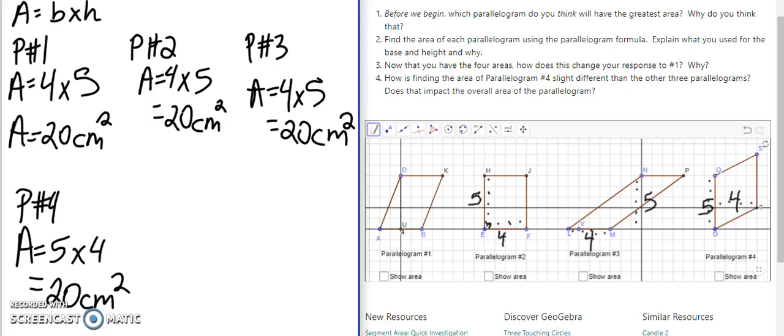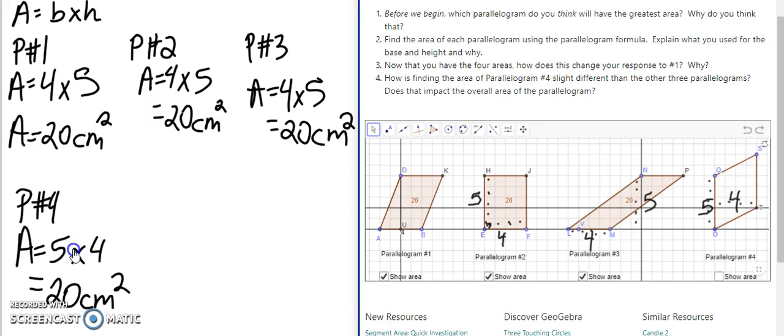So here are 4 different parallelograms. They all look different. Some look quote unquote thin or fat, or quote unquote straight or skewed, but they all have the same area. And I can even click on every single one of these to see that my areas are 20 square centimeters.